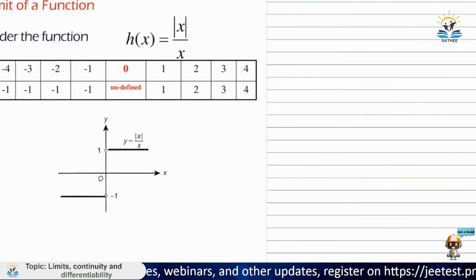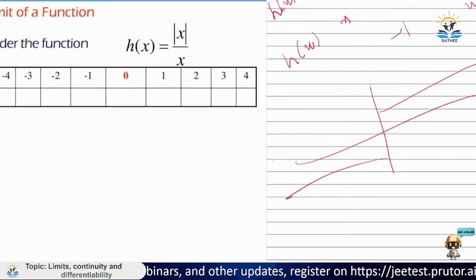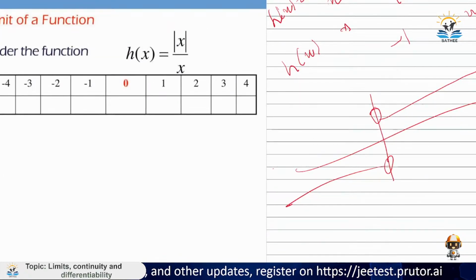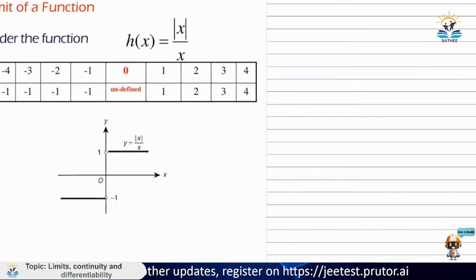Let's see how that works. It is not defined at x equal to 0, because we do not have a value there. So we'll put a circle here and a circle here. Hollow circle, not a full circle.